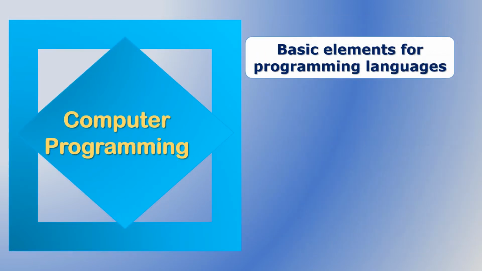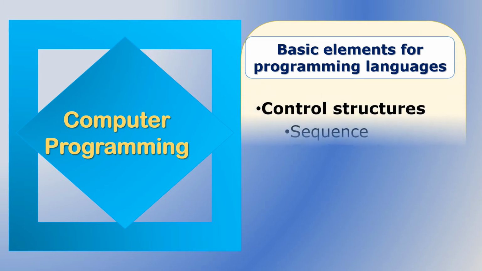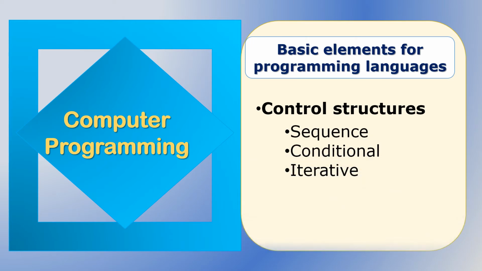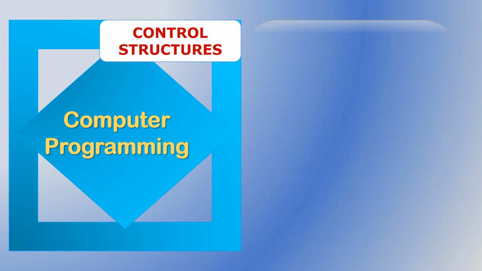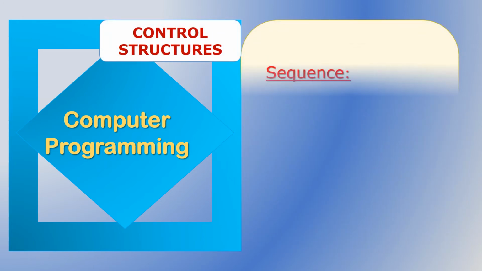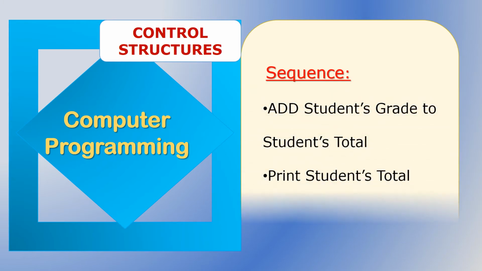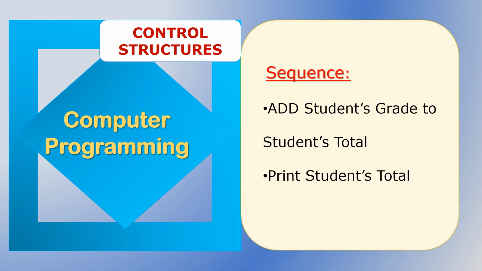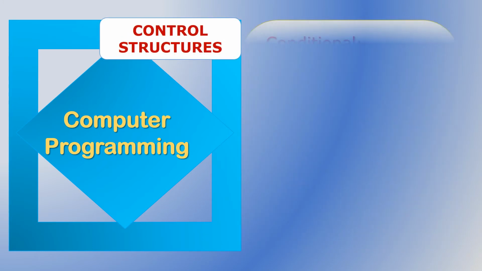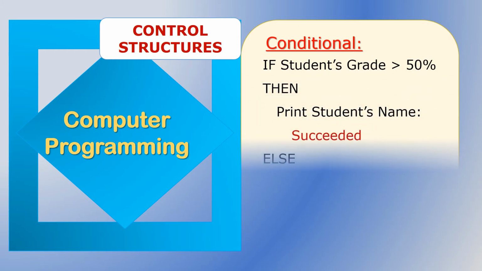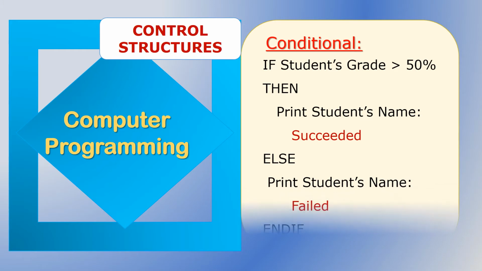Control structures may be a sequence, conditional, or iterative. Sequence is the default control structure, where instructions are executed one after another, while a conditional control structure allows a program to follow alternative paths of execution. Conditional execution checks for certain conditions and executes the appropriate sequence of statements.